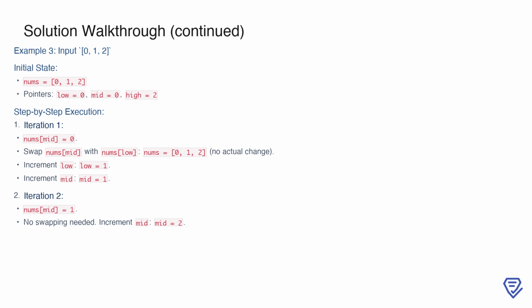For the third example, we start with the input array 0, 1, 2, which is already sorted. The initial positions of the pointers are low equals 0, mid equals 0, and high equals 2. In the first iteration, nums[mid] is 0, so we swap it with nums[low]. Since both values are already 0, the array remains unchanged as 0, 1, 2. Then, both low and mid are incremented to 1.